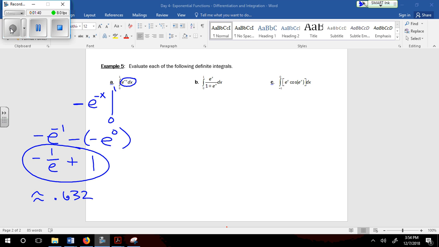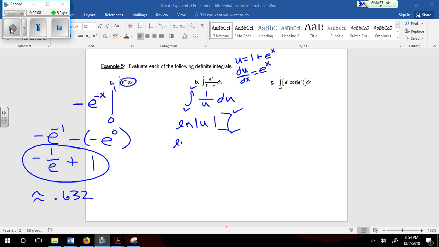In the next example, we're going to have to do U substitution, but this time our u equals 1 plus e to the x, so our du is e to the x, which is what I already have in my numerator. So this is a fairly easy U substitution. So 1 over u du. This ends up being natural log of u.